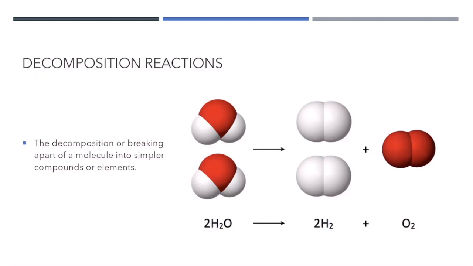All right, the next type of redox reaction is a decomposition reaction. And in a decomposition reaction, it's basically the opposite of a synthesis reaction. We're taking one chemical substance and we're breaking it apart into simpler substances. So for example, we're taking water molecules here and we're splitting them into hydrogen gas and oxygen gas. So that would be an example of a decomposition reaction.